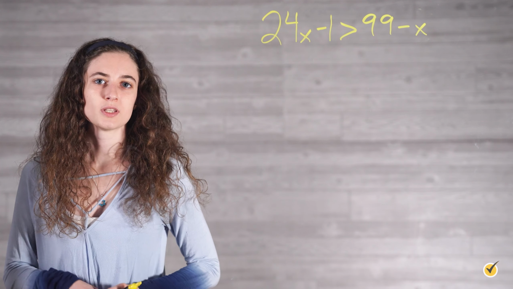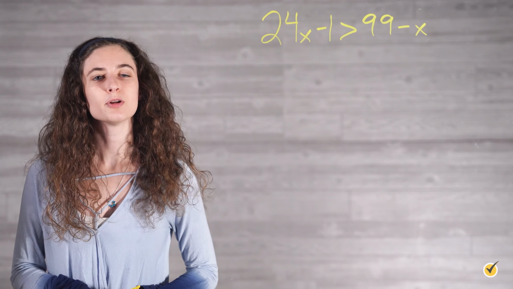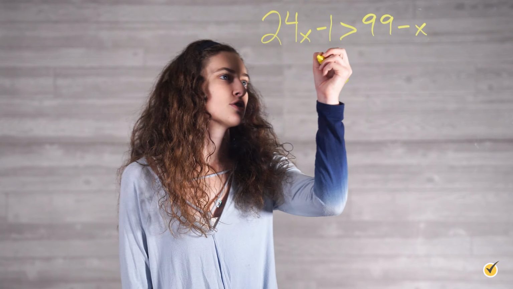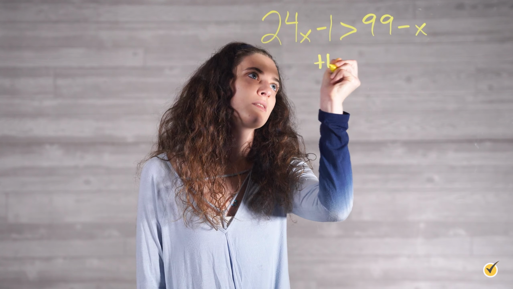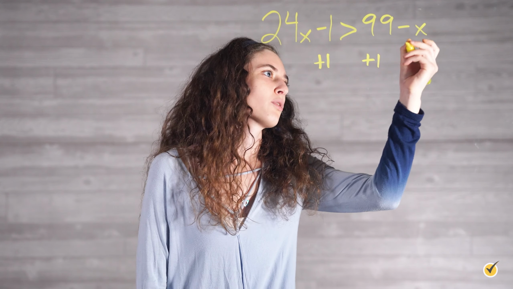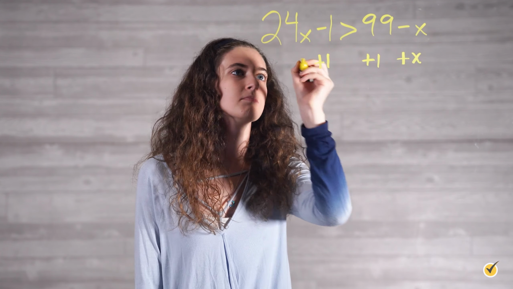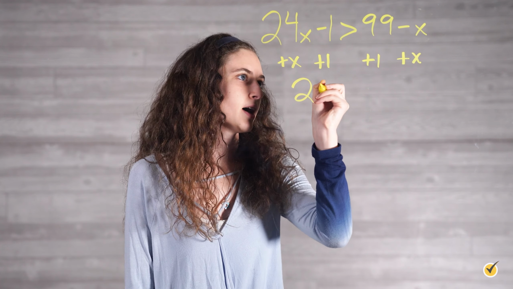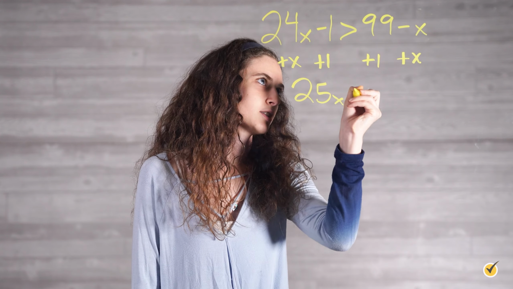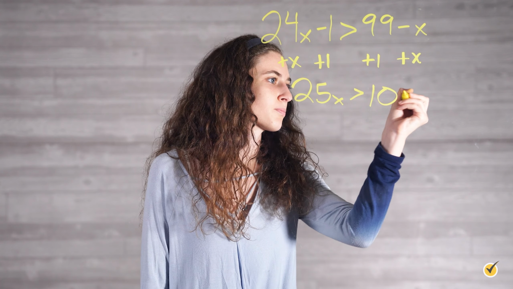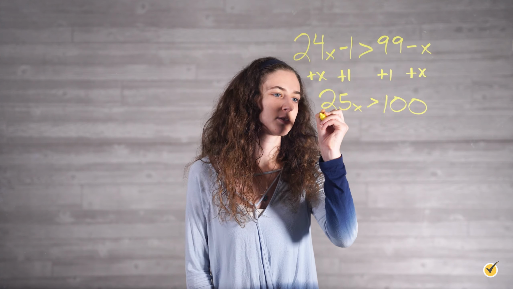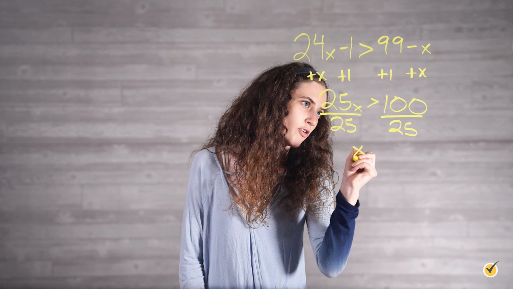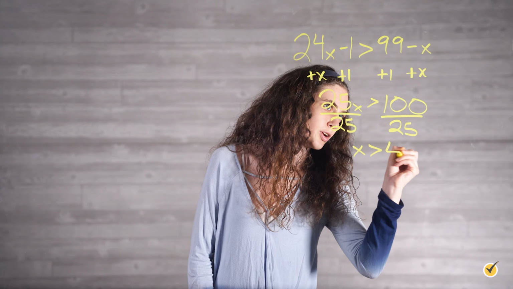The approach for this multi-step problem is to gather the variable terms to one side and the constant terms to the other. So we're going to add 1 to both sides. And we're also going to add x to both sides. This gives us 25x is greater than 100. Then we'll divide both sides by 25. This gives us our critical value of 4, because x is greater than 4.